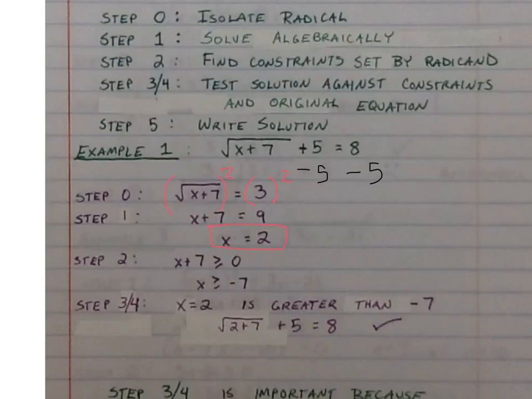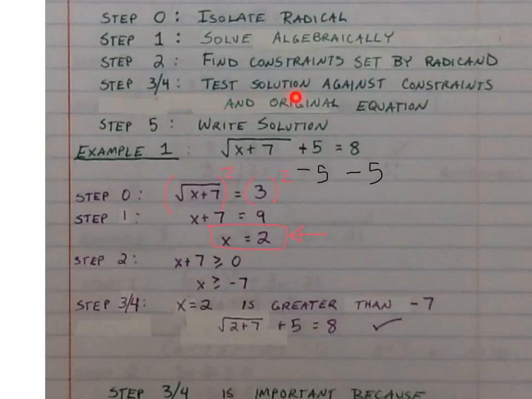A lot of people would be inclined to stop here, but we have to check to make sure the answer works. I know it's annoying to have to check your work, but oftentimes in this sort of problem, we generate what's called an extraneous solution. So we need to make sure that it's not extraneous. In step 2, we find the constraint set by the radicand. It's not possible to take the square root of a negative number, so our radicand has to be greater than or equal to 0. So we find that x is greater than or equal to negative 7. So far, that's good. That matches with our answer.